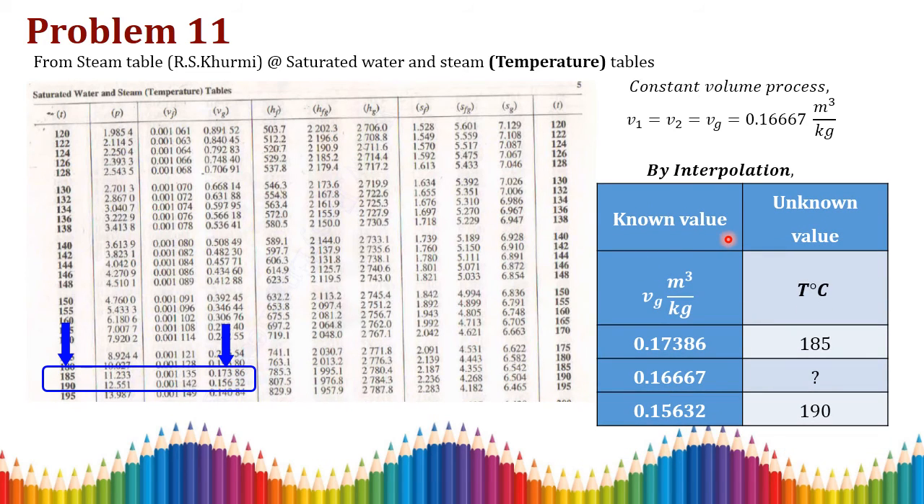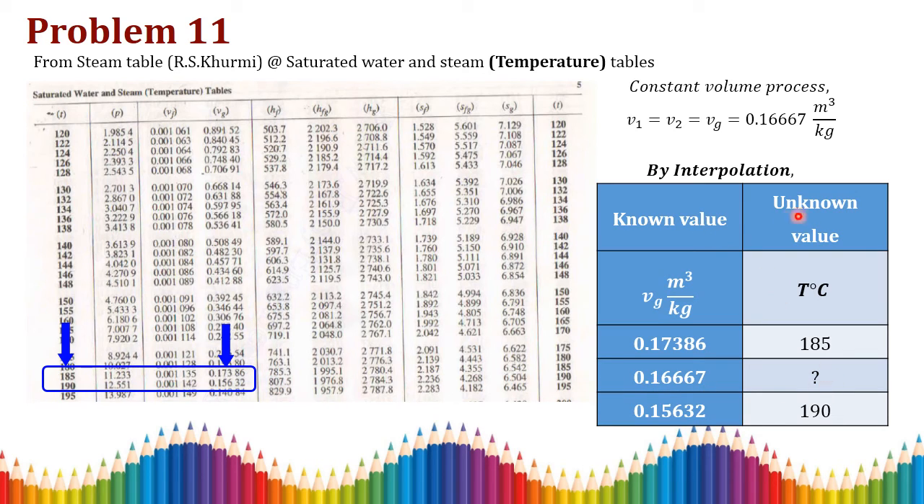So I can make a table. Here we know that at the corresponding 195 degrees Celsius, the value will be 0.17386, and at 190 it is 0.15632. But at 0.1667 we don't know the temperature.